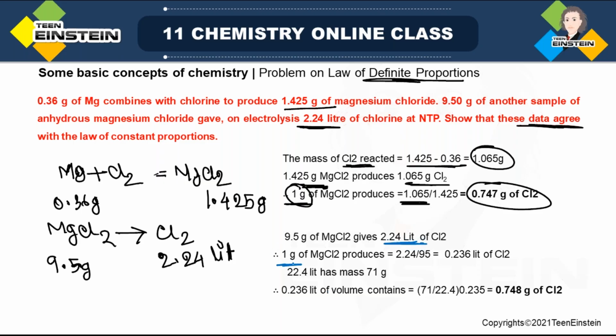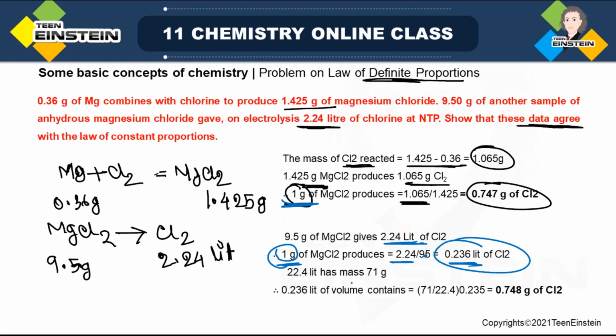But we have to fix this mass to 1 gram, because if we want to prove that it is obeying the law of definite proportion, we have to fix this amount. So it is 1 gram in the first reaction, and in the second reaction also it is 1 gram. So when it is 1 gram, now this value should be multiplied by 9.5. And we are getting the amount of chlorine, but not in terms of gram. Now it is in terms of volume. But that doesn't matter. You can easily convert volume to gram.